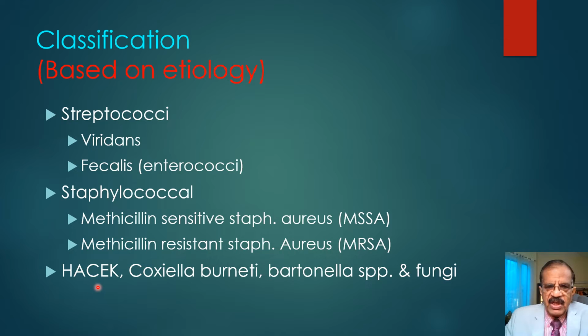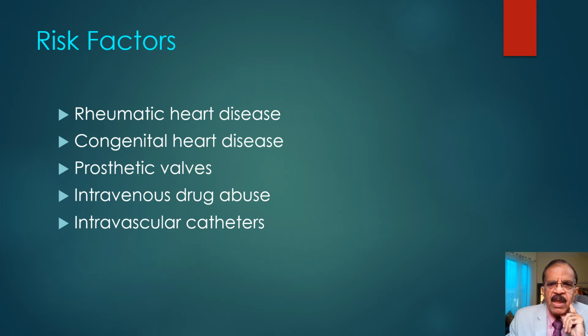Then we have HACEK. HACEK is short for multiple organisms which are difficult to grow and difficult to respond to treatment. And then Coxiella burnetii, and then Bartonella species, and sometimes fungi. These organisms are responsible for endocarditis in immunocompromised people, and they constitute a special group because we can't really treat these patients without the culture report, without the sensitivity pattern, because guesswork won't work here, but in the others we can use the therapy on empirical ground.